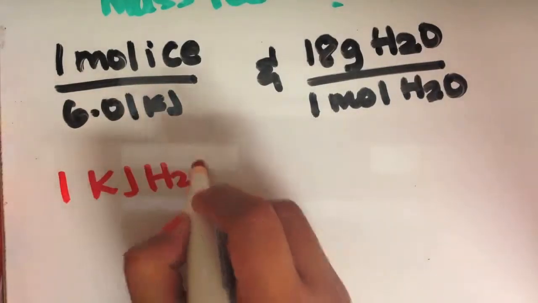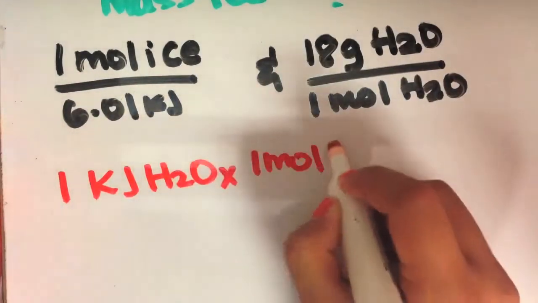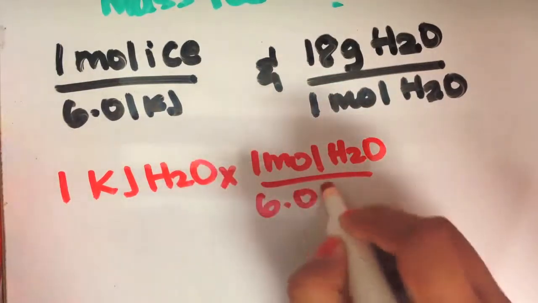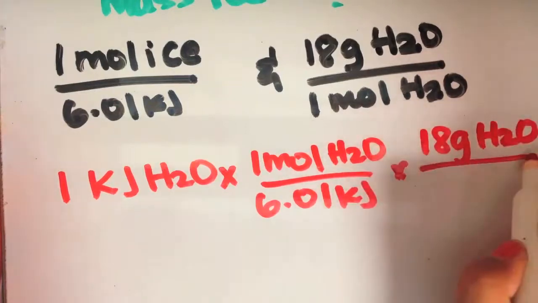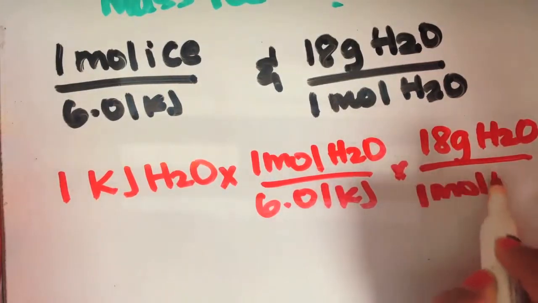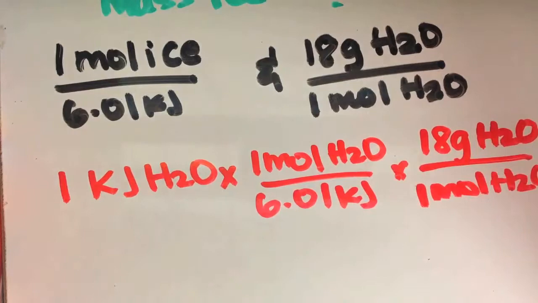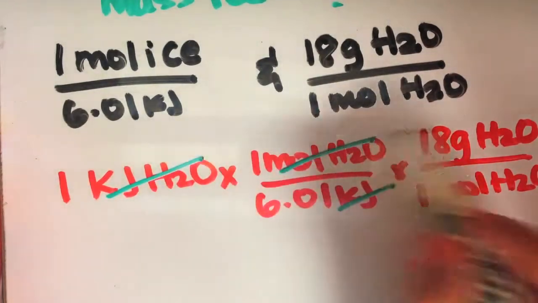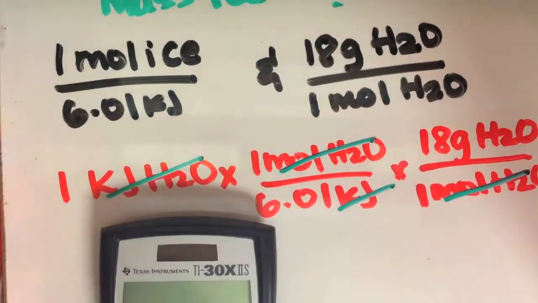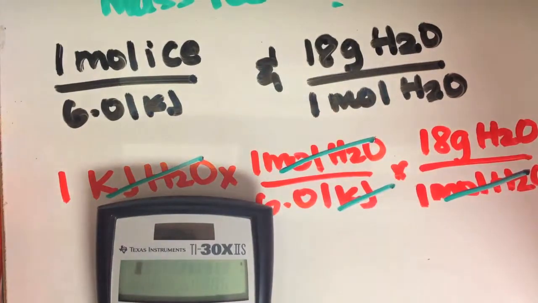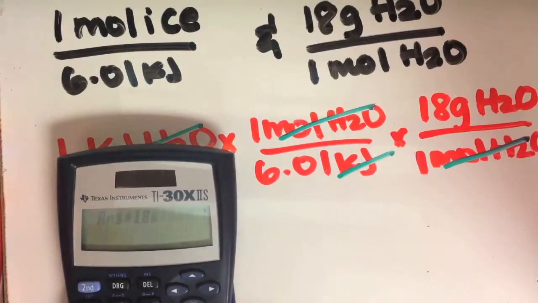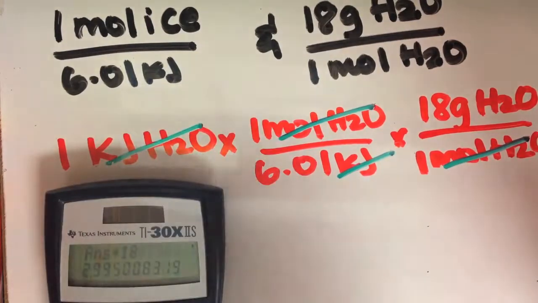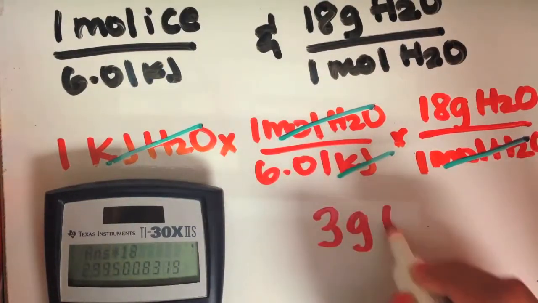First, we need to convert the kilojoule to mole by dividing 1 kilojoule by 6.01 kilojoules per mole. Then you multiply 0.17 moles by 18 grams of water per mole to find the grams of ice. The solution would be about 3 grams of water since the moles cancel out.